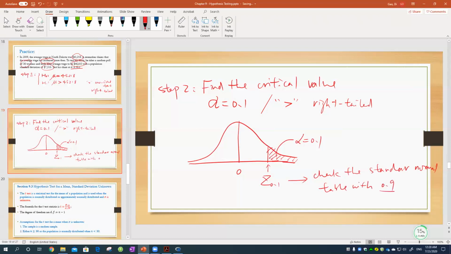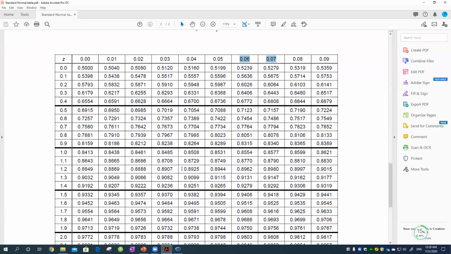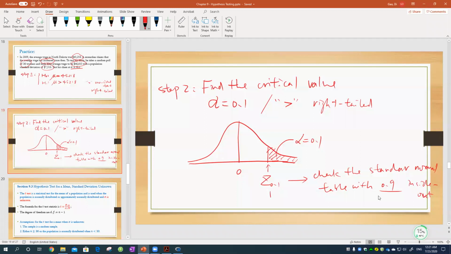With 0.9 inside out. Inside out. Why do we check 0.9? Because to the right you have 10%, to the left you have 90%. So we go find the 0.9. Where is that? Oh, it's right here. 0.8997, 0.9015. So in between. So we read that as 1.285. So this is 1.285. That's the critical value we have.